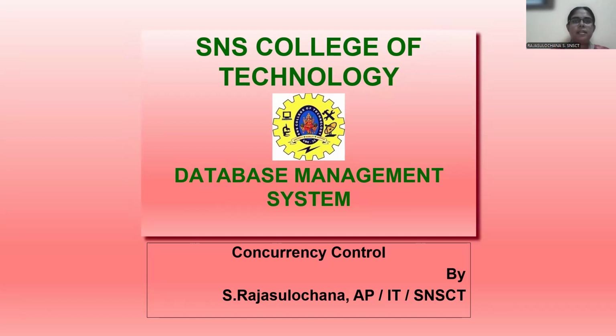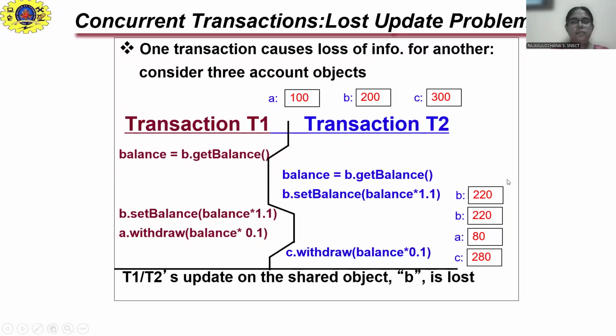In today's lecture series, we are going to see about concurrency control and various problems associated with concurrency control. As we have discussed in an earlier presentation, concurrent access is when more than one transaction is executed or happening simultaneously; we call it a concurrent transaction. The main problem associated with concurrent transactions is the lost update problem.